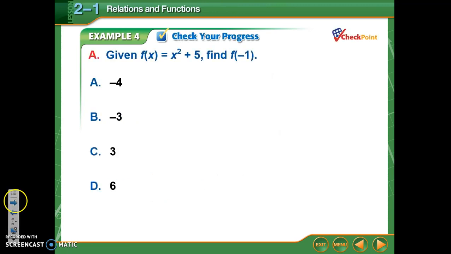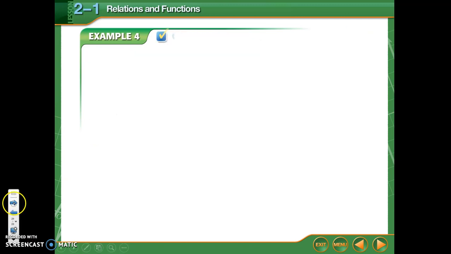All right, I want you to answer this one for me, please. All right, when we find f of negative 1, we get d, 6. Negative 1 squared is positive 1, plus 5 is 6.